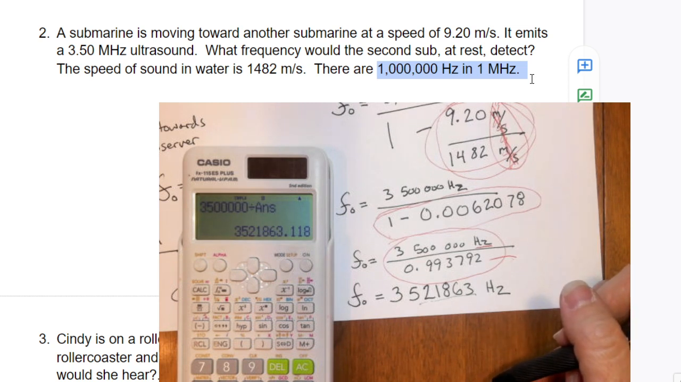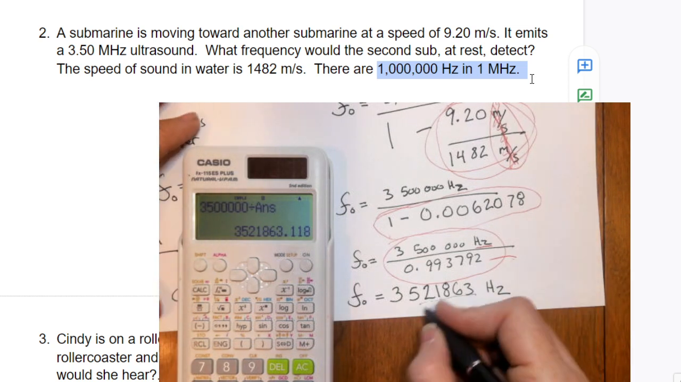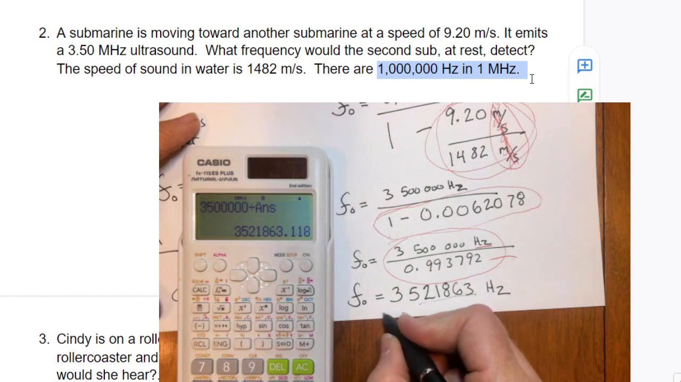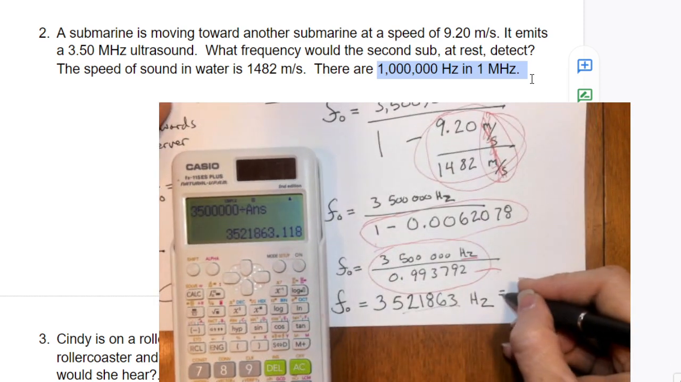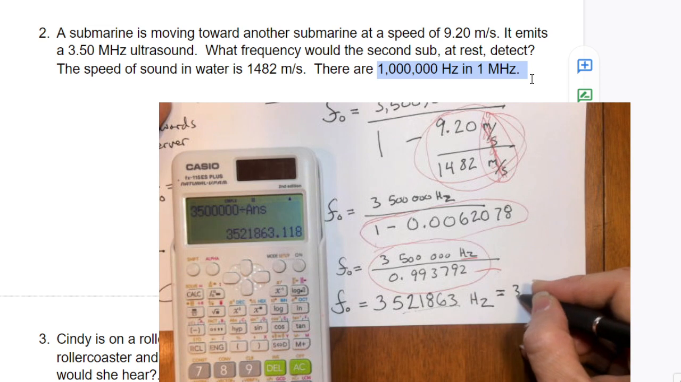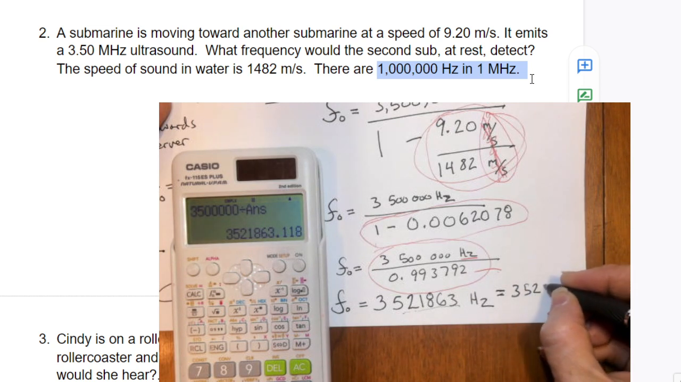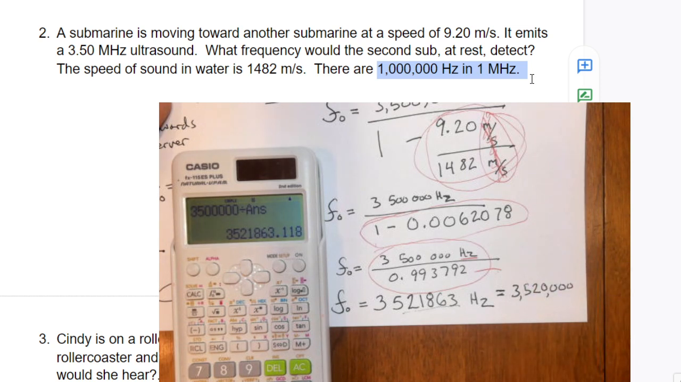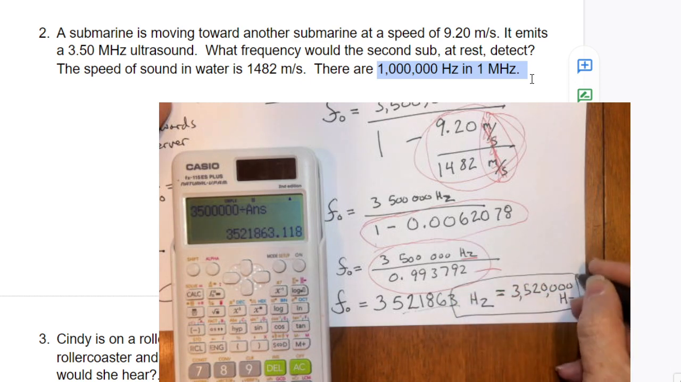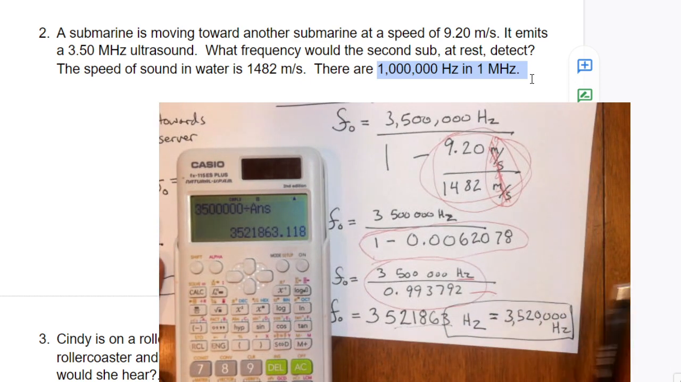I'm only using 3 significant figures, so let's round this off. 3,520,000 hertz. Ta-da! There you go.